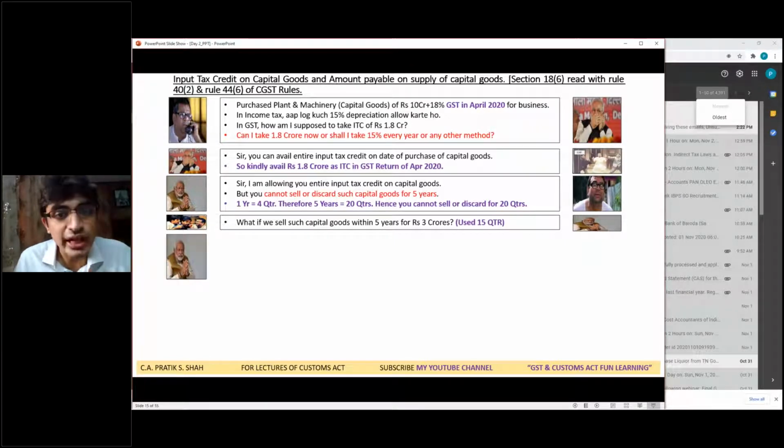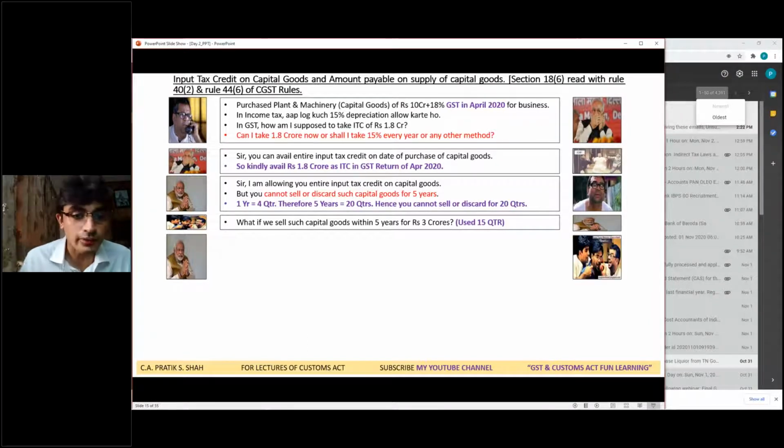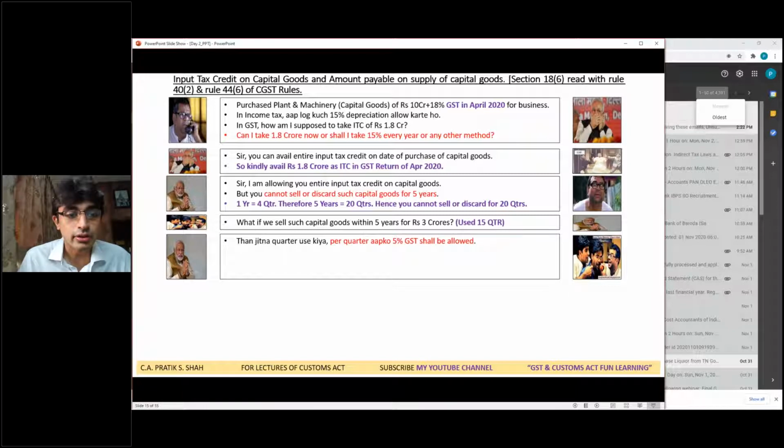See, government says there are 2 points in this. Please understand, because there are 2 sums which you will solve. Point number 1. Whatever quarters you have used, per quarter 5% shall be allowed. See, 20 quarters, what they have said, if you use 20 quarters, it will be fully allowed.